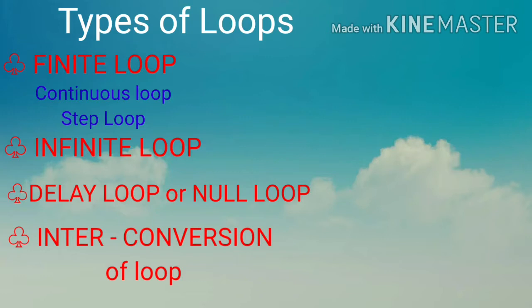Types of loop. There are four types of loop: finite loop, infinite loop, delay or the null loop, and interventional loop. The finite loop is further divided into two parts. Those are the continuous loop and the step loop.